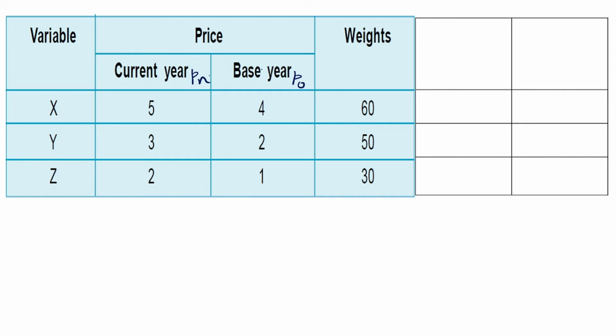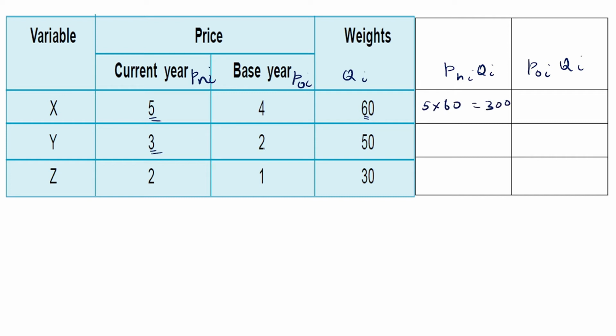It is P0. This is Pni, this is P0i, and the weights is Qi. So first let us find Pni into Qi, and then let us find P0i into Qi. So Pni into Qi is 5 into 60. So 5 into 60, it is 300.